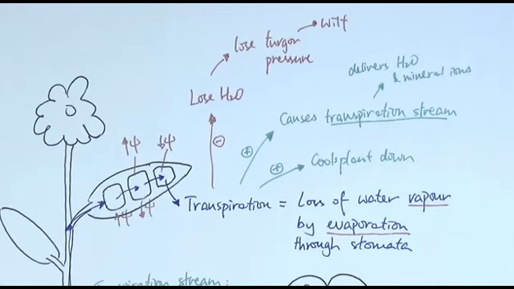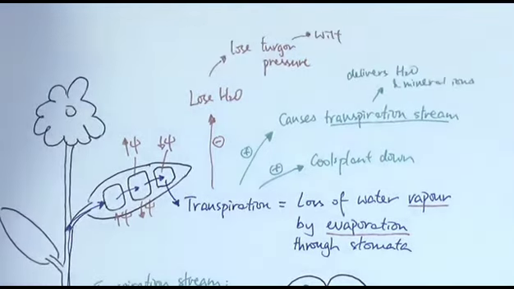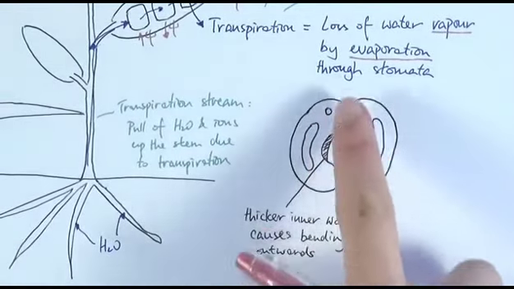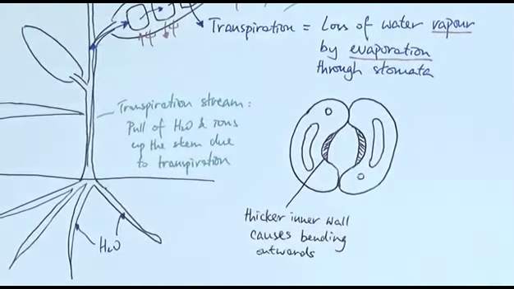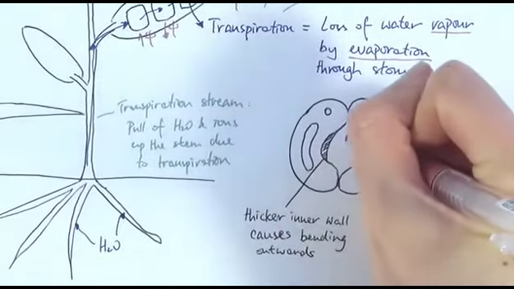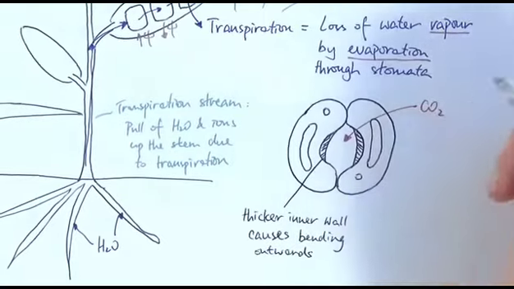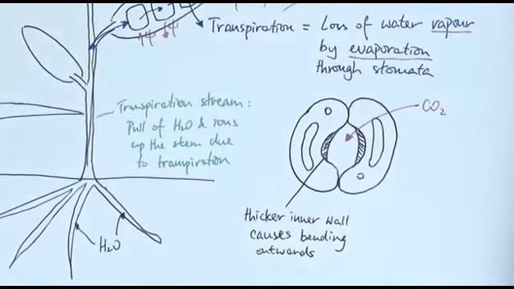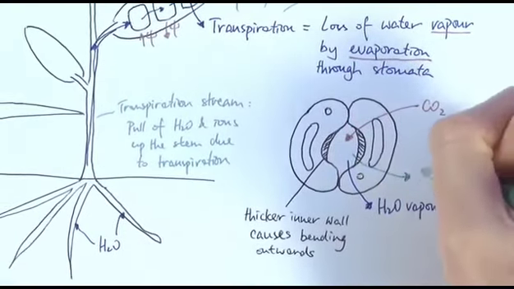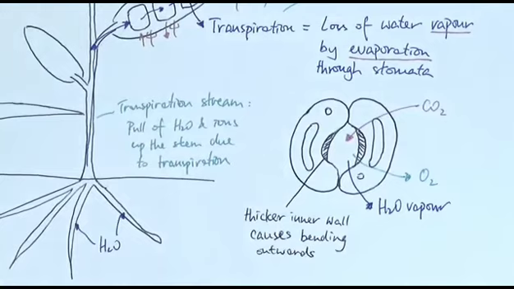Sometimes we say that transpiration is even a side effect of photosynthesis, because when the stomata are open, which is controlled by the guard cells, it enables carbon dioxide to come into the plant, because carbon dioxide is one of the crucial reactants in photosynthesis. However, when they open, they will also lose water vapor and oxygen during that process.